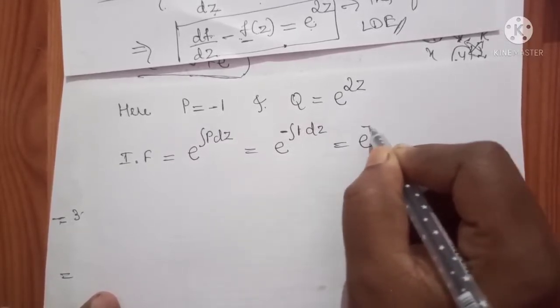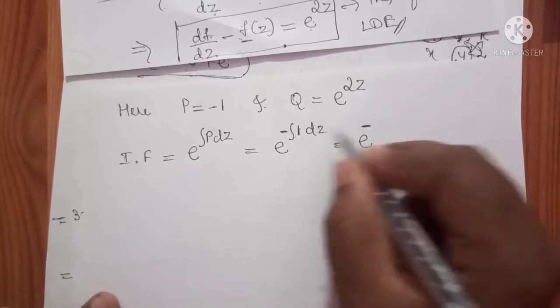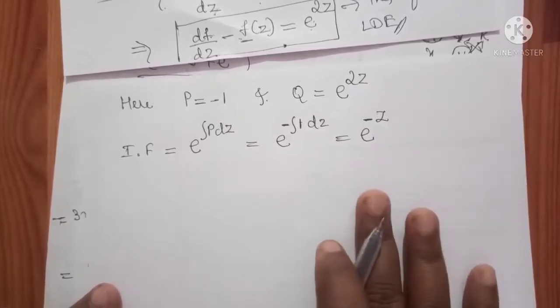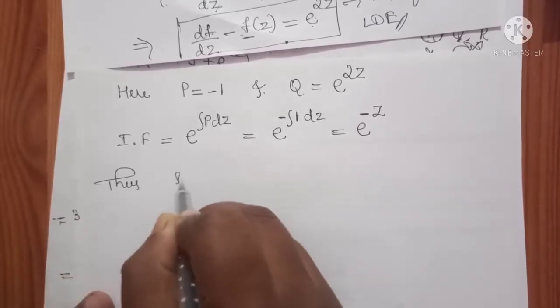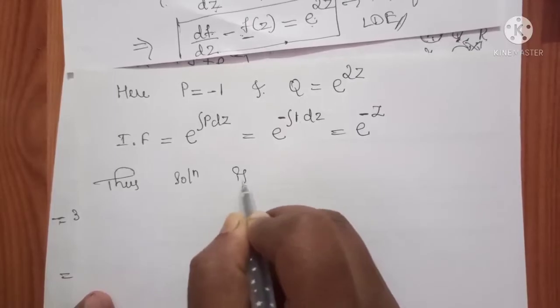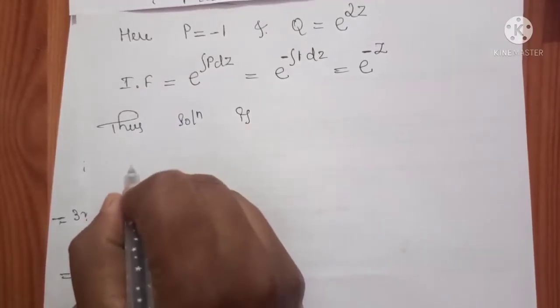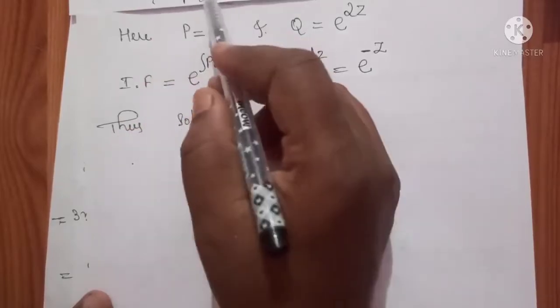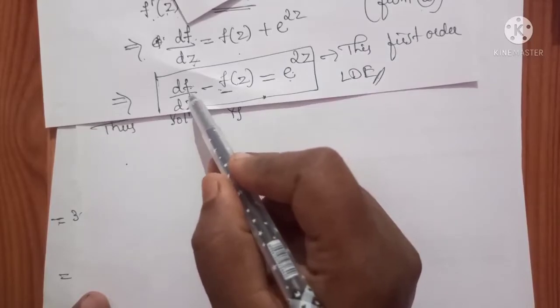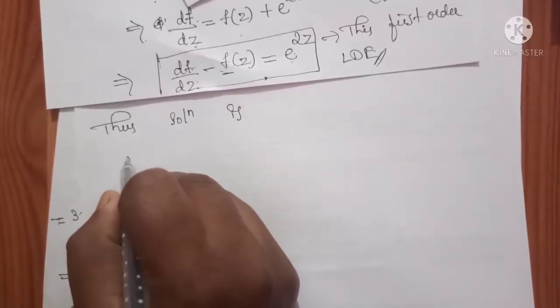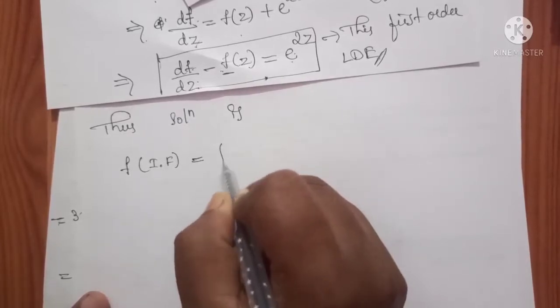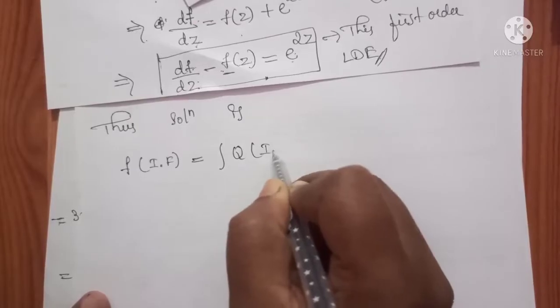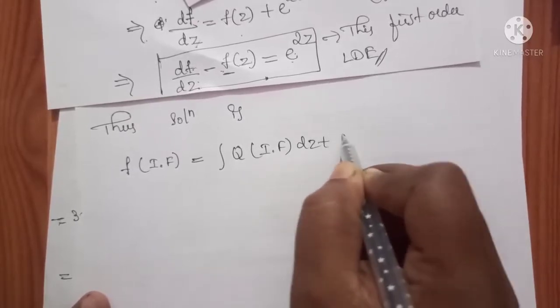Integrating, we get minus z. Integration of 1 is z, so we get e raised to minus z. Thus the solution is: y, because it is a function of f. This LDE contains the f terms, so we have to write f into IF equals integration of q into IF dz plus c.